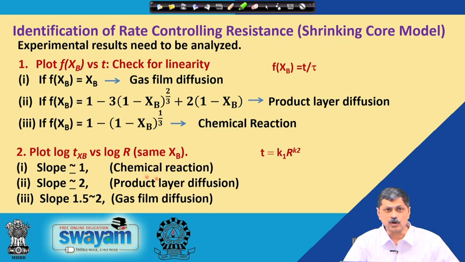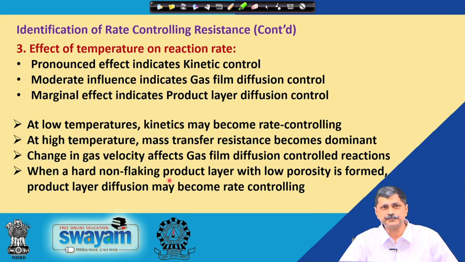So, we plot log of t for a fixed x b, could be 50% or 75% conversion, which we fix first, versus log of r, that is the particle radius. We will carry out these experiments for different particle radii, plot log of t for x b versus log of r, and find out the slope. If the slope is 1, it is chemical reaction control; if the slope is 2, it is product layer diffusion control; and if the slope varies from 1.5 to 2, it is gas film diffusion control.